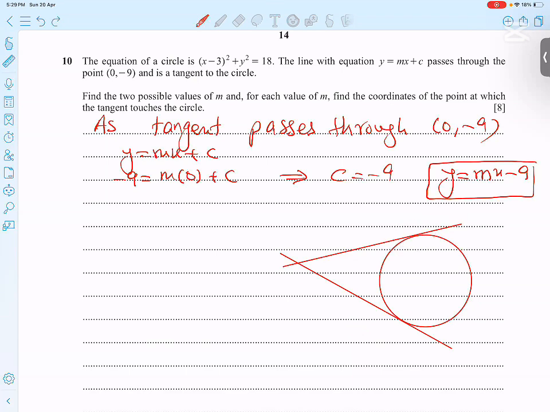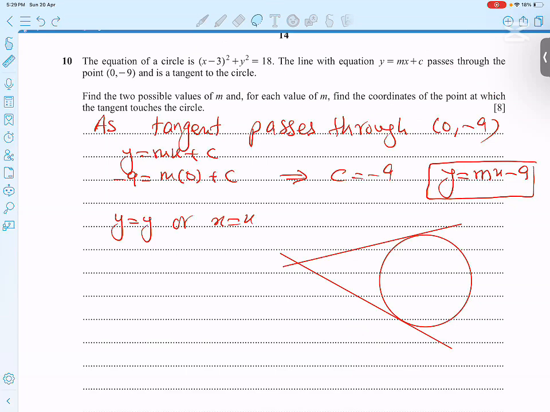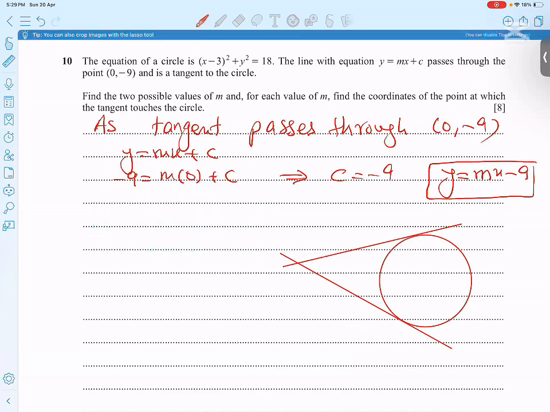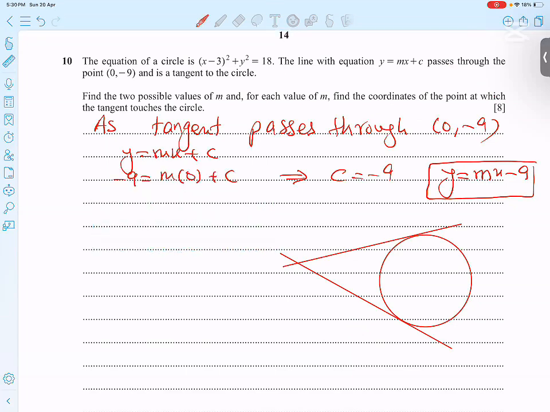Step number 1, we put y equal to y or x equal to x. But here it is hard to put x equal to x, so y it is. So this value of y, I'm going to plug in there. We have a choice, but we have a best option here. So I'm going to plug in there: (x minus 3) whole squared plus (mx minus 9) whole squared is equal to 18.